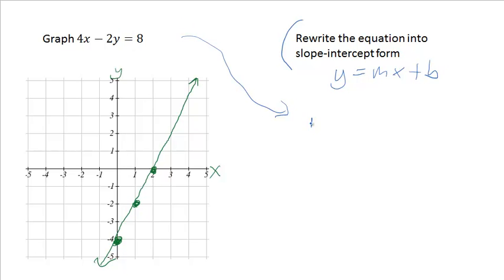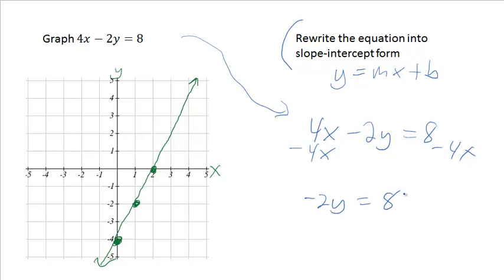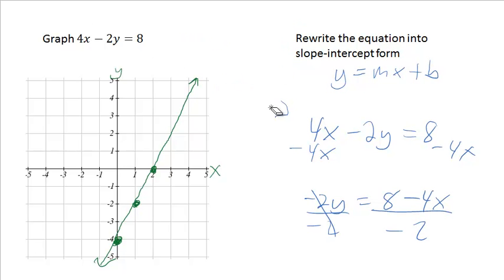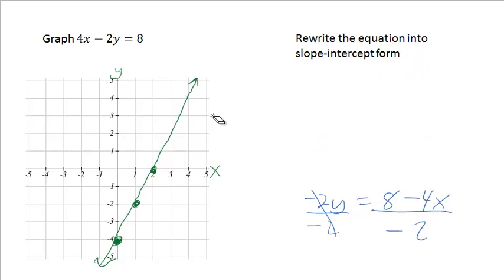So let's give it a shot. So 4x minus 2y equals 8. We can subtract 4x from both sides, which gives me negative 2y equals 8 minus 4x. And now we can divide both sides by negative 2. And we get, hold on, I'm going to make some room here because I'm writing pretty big. So I end up with y equals 8 minus 4x over negative 2.